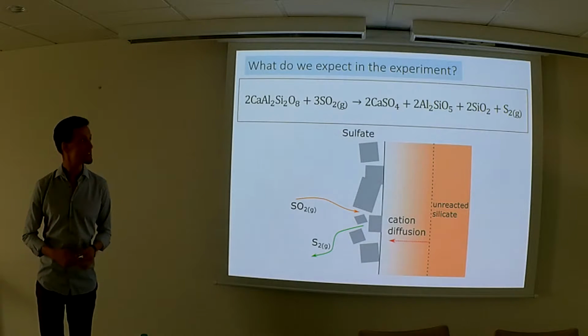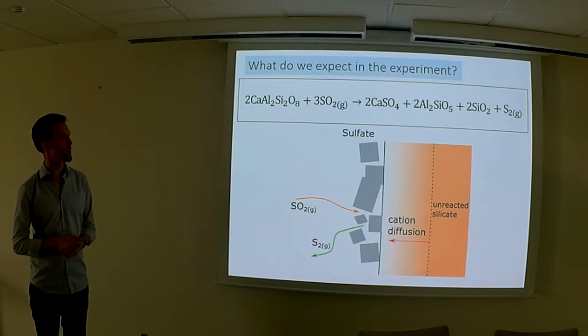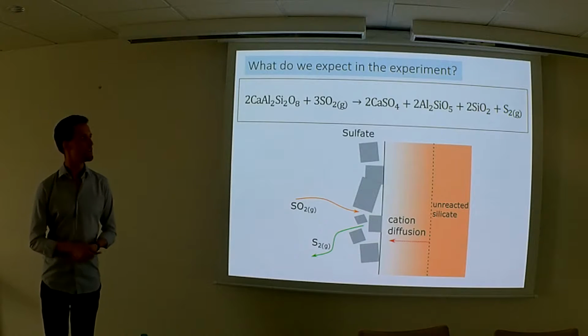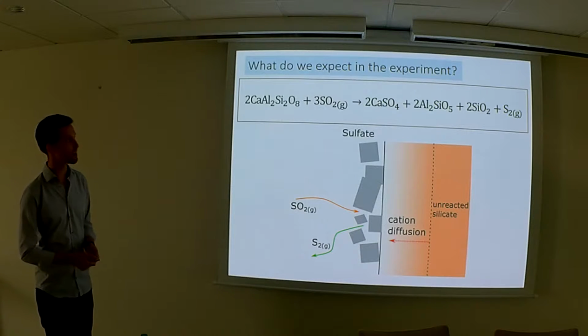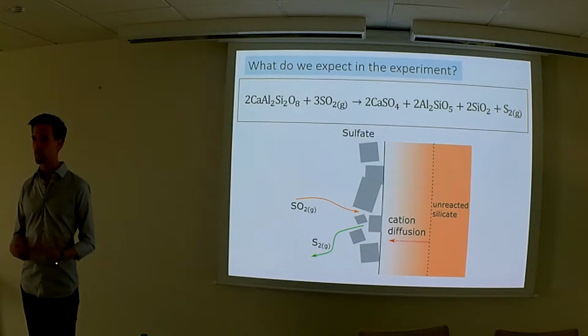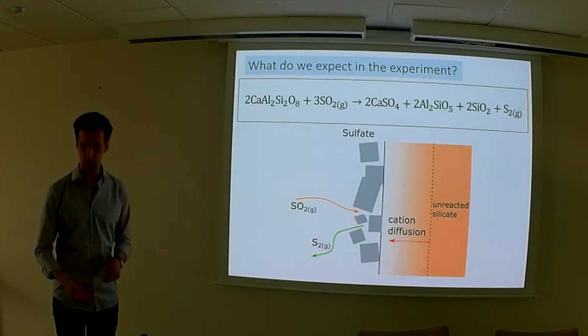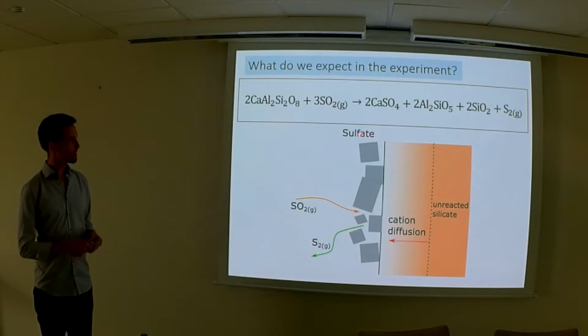So what do we expect? In the calcium end member system of anorthite glass reacting with sulfur dioxide, we expect a sulfate, a calcium depleted silicate material, and then some reduced sulfur. As we don't have any water in the system, we can't form hydrogen sulfide, and as the flow rate is quite high, we expect the reduced sulfur to be flushed away, and we don't expect it to stay in the sample.